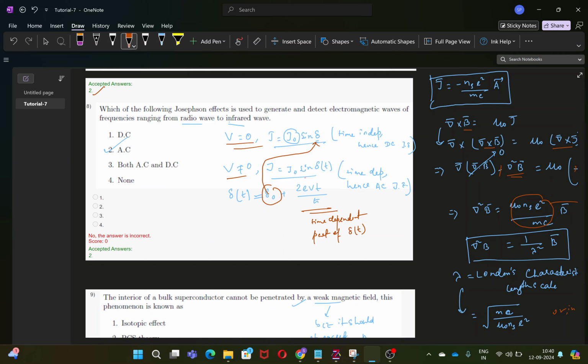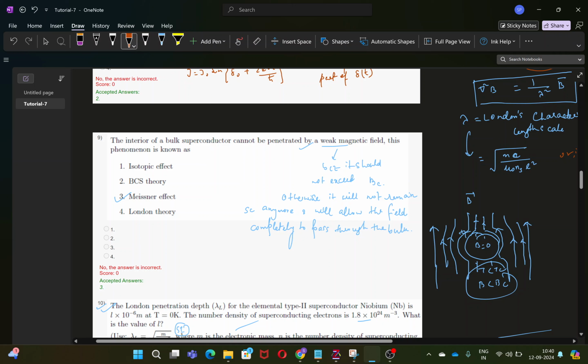Okay, and your new AC Josephson effect tunneling current will be J equal to J naught sin delta t, where it will be equal to J naught sin of delta naught plus 2eV t by h. So the only way you get the response in frequencies of radio wave to infrared wave is when you get an AC Josephson effect. That is why the answer will be AC. So option number 2.